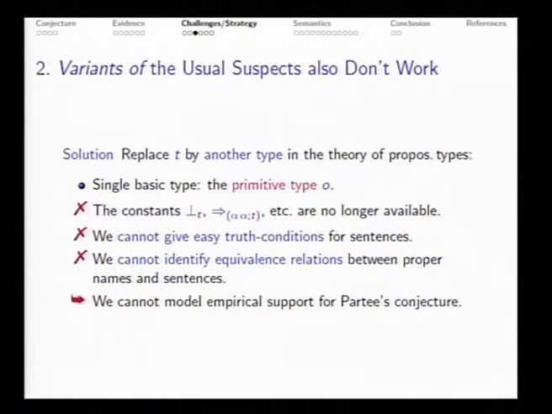Also, unless we assume that our type O is some sort of construction to the truth value type T, we will not be able to provide an easy truth condition for sentences. And also because it seems that it will be quite difficult to identify equivalence relations between proper names and sentences, we seem to be unable to model the empirical support for Partee's conjecture that I've cited a little bit ago.